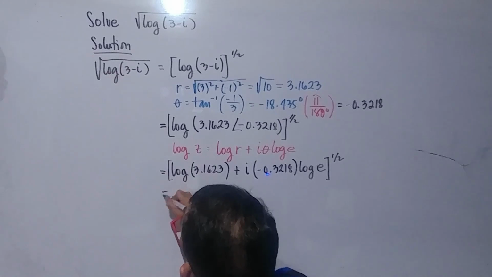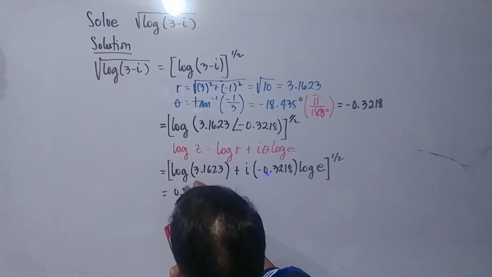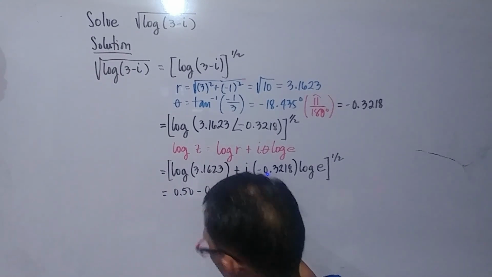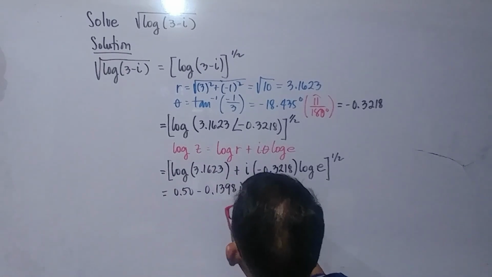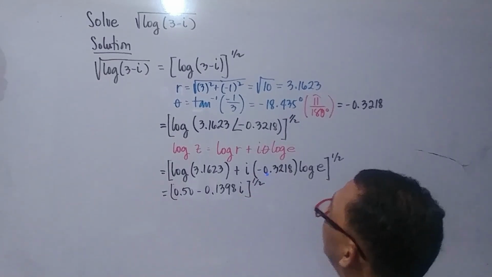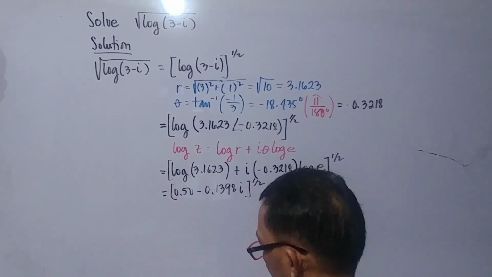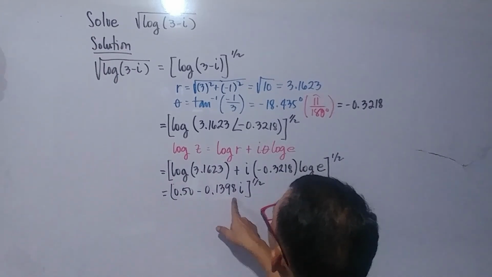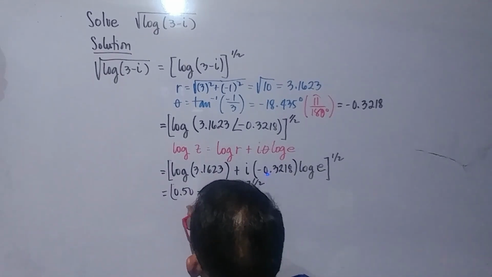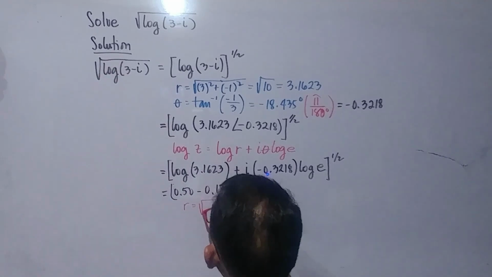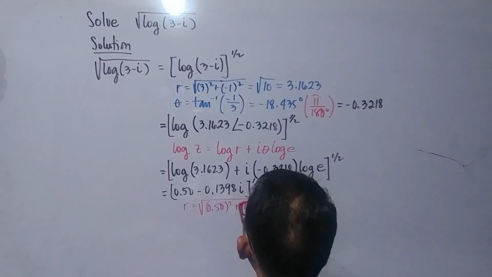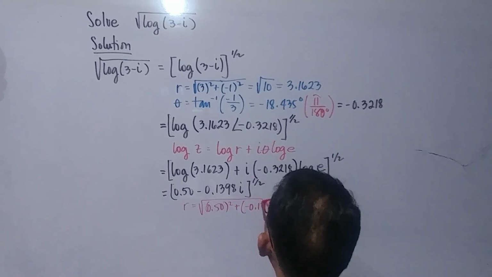If you will compute it in calculator, you have 0.50 minus 0.1398 i, to the 1/2. Next, here you are now in rectangular form. So our r again is the square root of 0.5 square plus negative 0.1398 square.